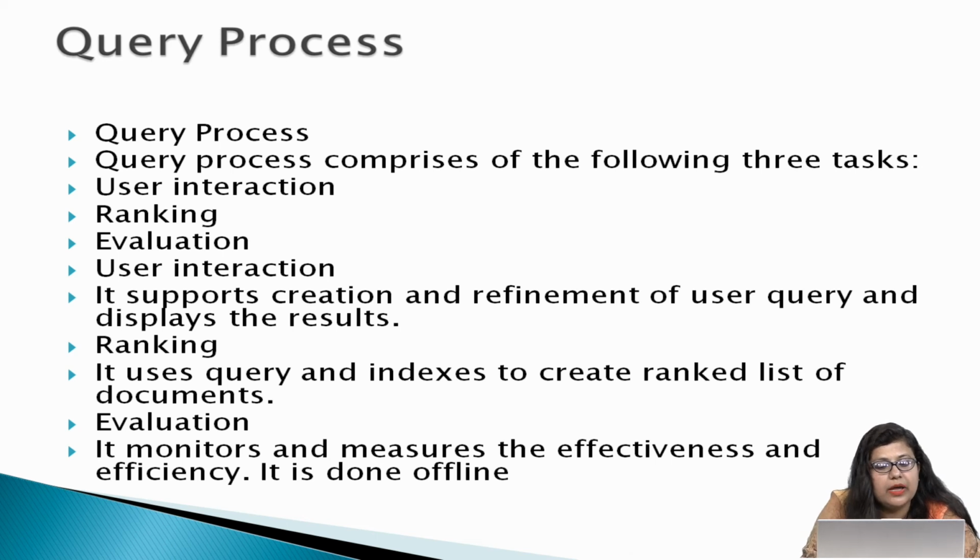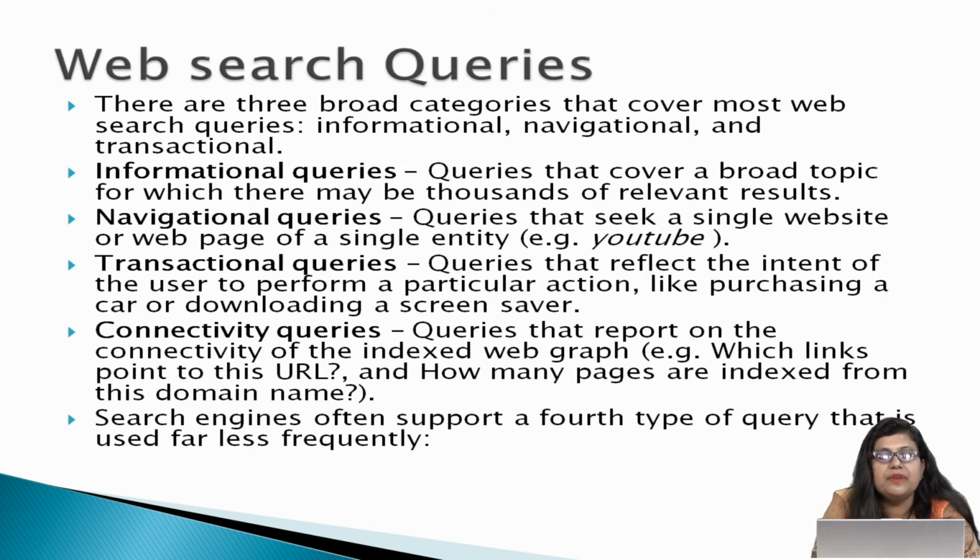Ranking uses the query and indexes to create a ranked list of documents according to the same type of query, how many times it has come on the search engine, by how many users. According to that, ranking is done, so that according to the ranking of the list, the documents are arranged in the backend. Evaluation monitors and measures the effectiveness and efficiency. It is done offline. Then comes your web search query.